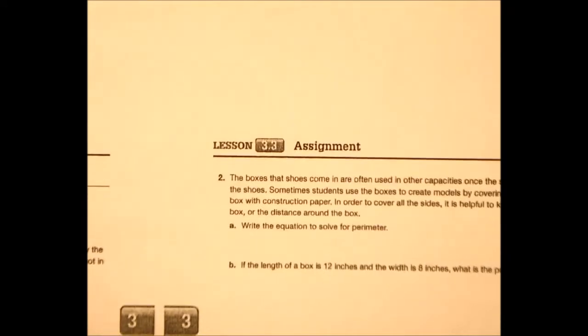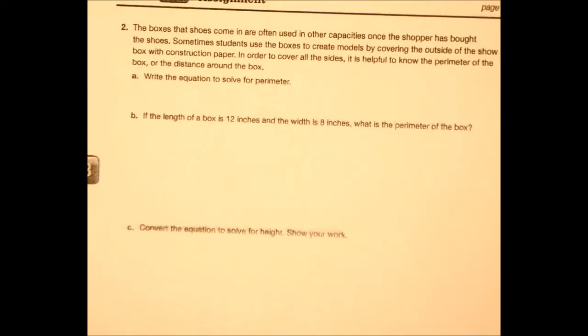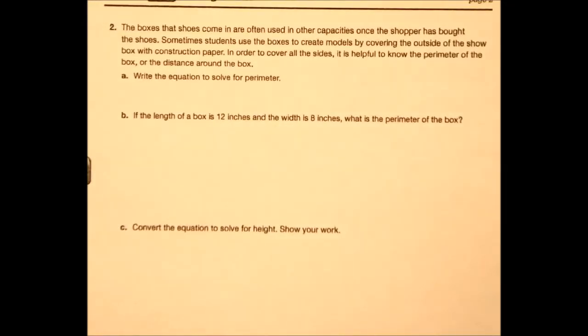So now we move to question number 2. Question number 2 says, the boxes that the shoes come in are often used in other capacities once the shopper has bought the shoes. Sometimes students use boxes to create models by covering the outside of the shoe box with construction paper. In order to cover all the sides, it's helpful to know the perimeter of the box or the distance around the box. Write the equation to solve the perimeter.